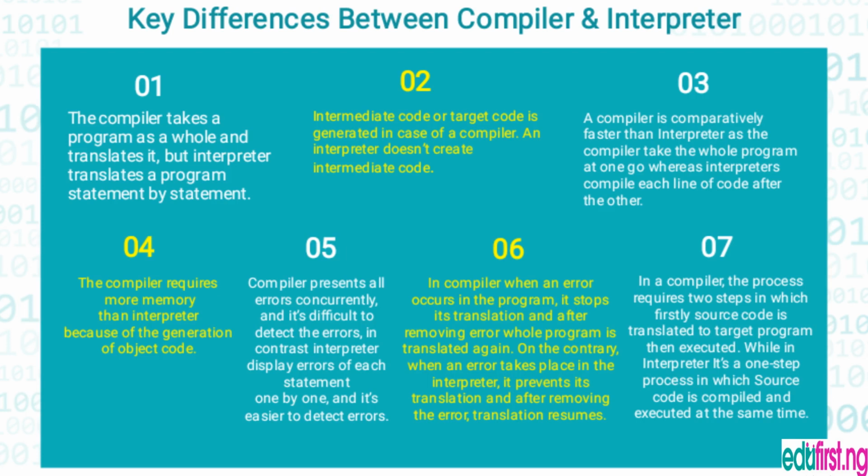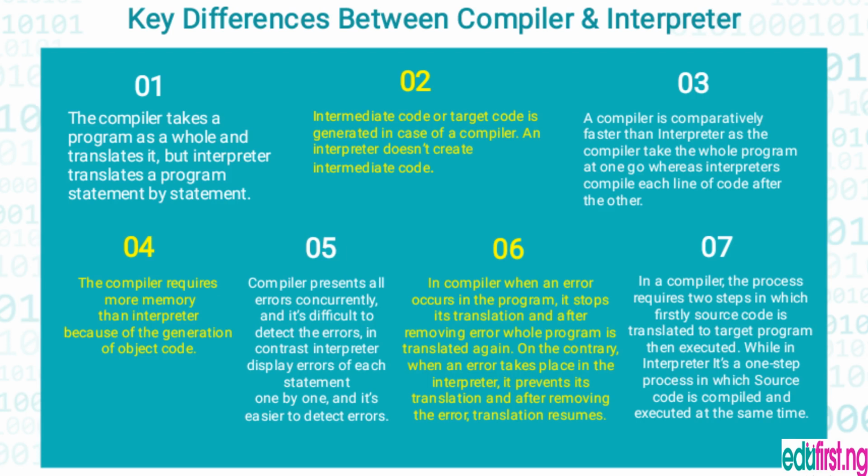There are key differences between compiler and interpreter. One of the differences is that the compiler takes a program as a whole and translates it, but interpreter translates a program statement by statement. Number 2, intermediate code or target code is generated in case of a compiler. An interpreter doesn't create intermediate code.